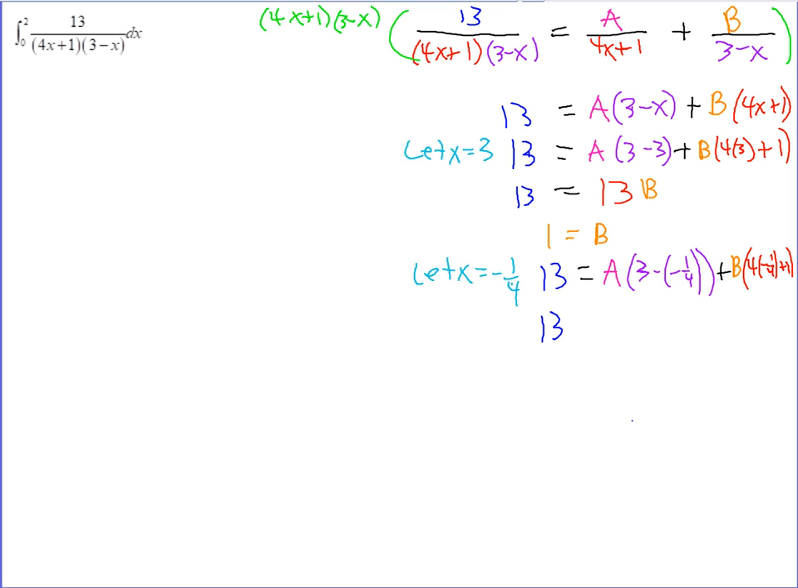So we get 13 equals. So this one is 3 is 12/4. This becomes plus 1/4 gives you 13/4 times a. And b times 4 times negative 1/4, the 4's reduce out. You're just left with negative 1 plus 1 is 0. So that does wipe out the b like we wanted. And then you can multiply by the reciprocal to solve for a. So multiply by 4 thirds. And you can see that reduces out the 13s here, and we're just left with a.